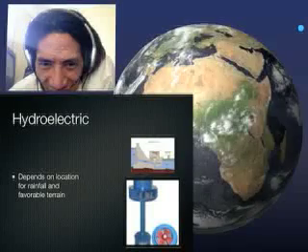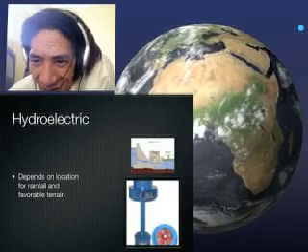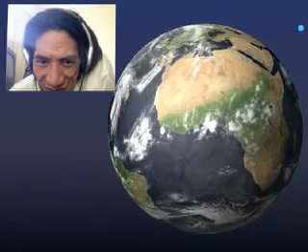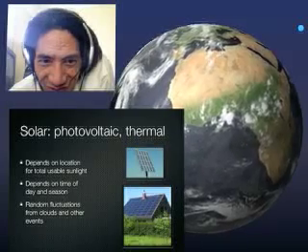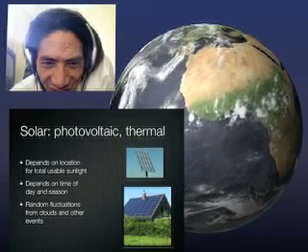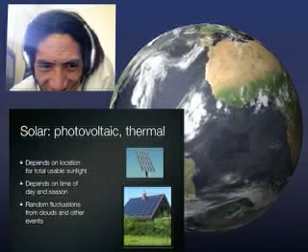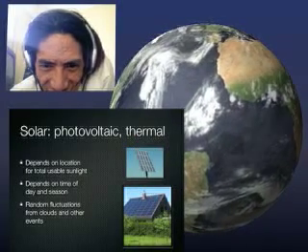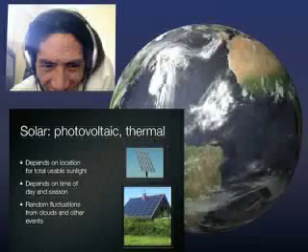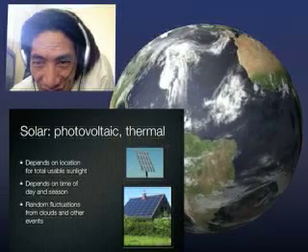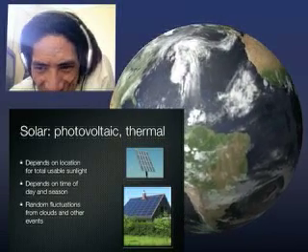Solar, everybody knows, pretty much photovoltaics. Depends on location of usable sunlight, time of day and season, and random fluctuations from clouds and other things, which we can illustrate with this very familiar weather map.